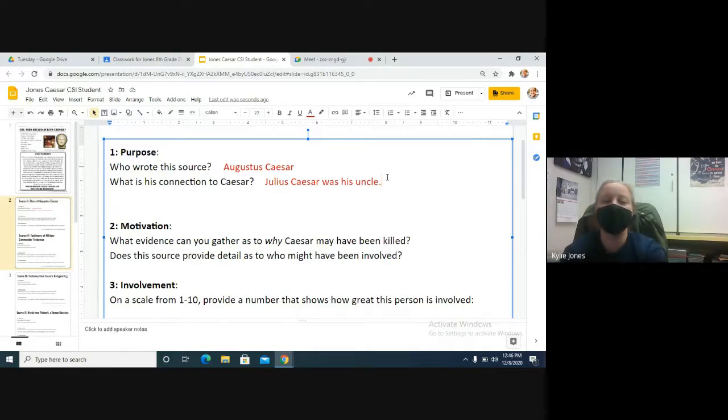Our next one, number 2, says motivation. What evidence can you gather as to why Caesar might have been killed? Okay. Looking back at that letter, did it talk about why he might have been killed? No. A little bit. Let's talk about how he was good. It is talking about how he was good. Oh, no.